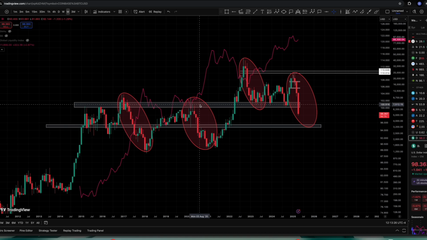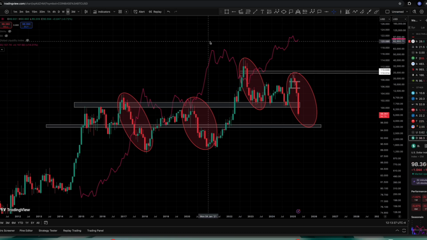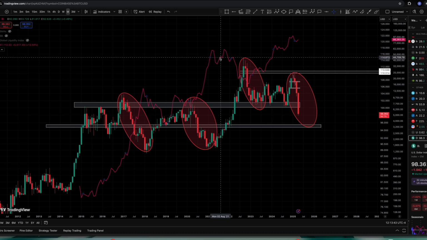And we saw massive moves in every single case here. So let's see how it plays out. Very bullish in my opinion. We just got to give it some time. I do think that time is very, very close. Could be currently in it right now.